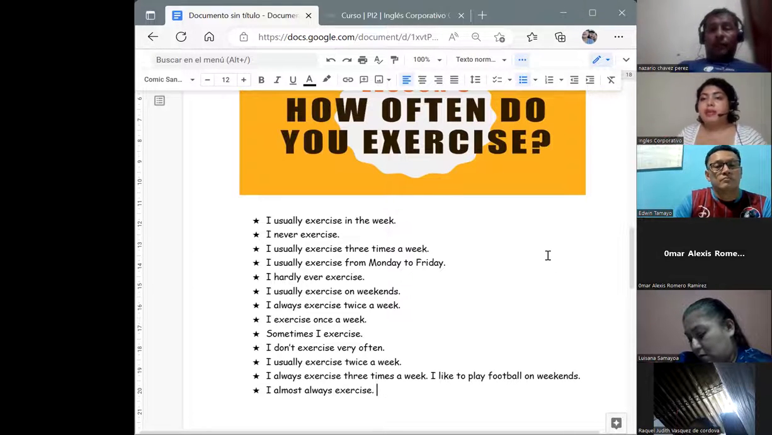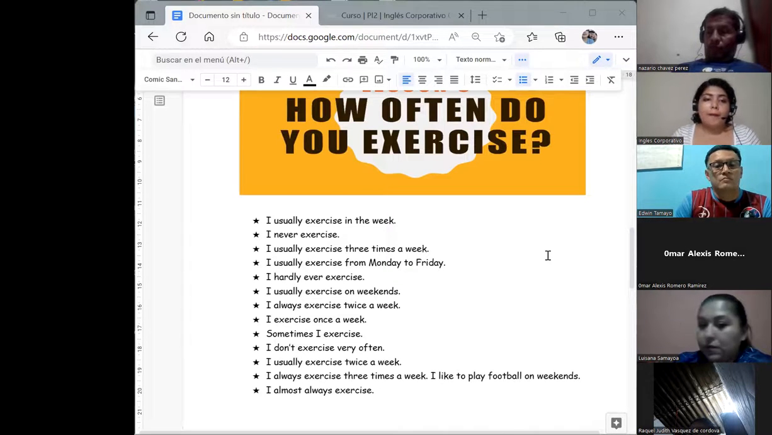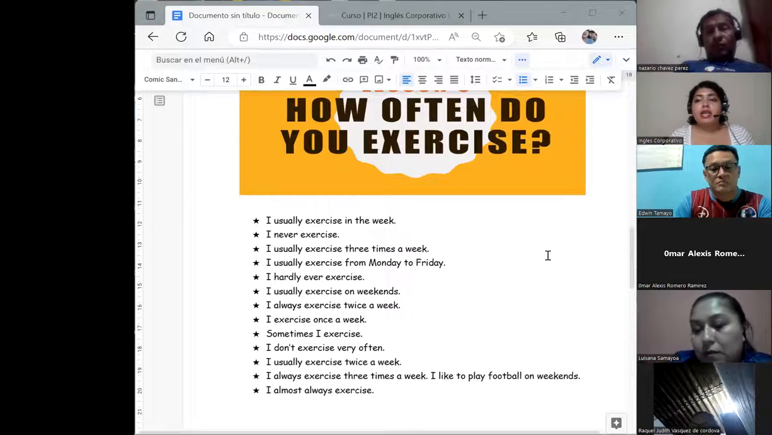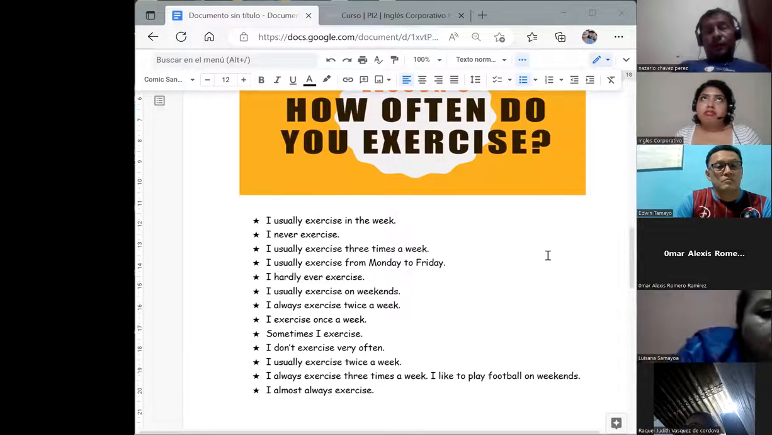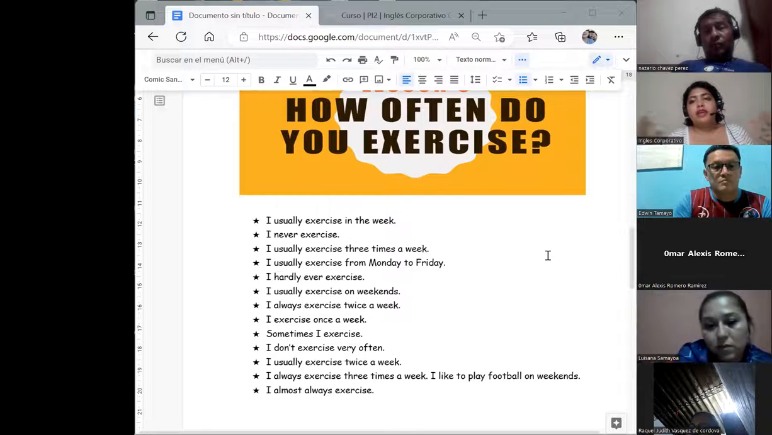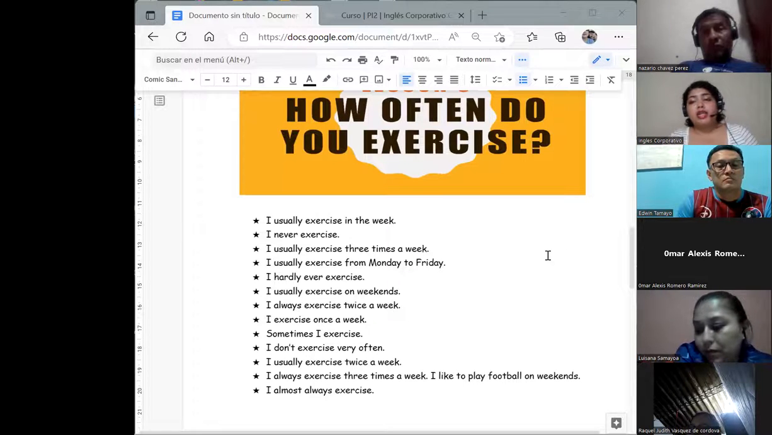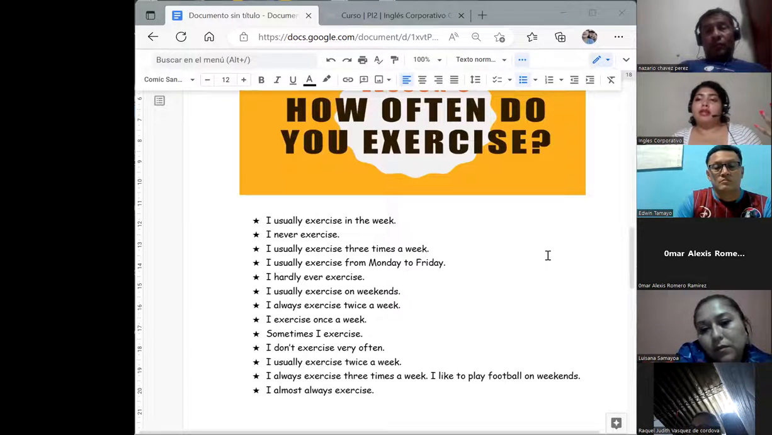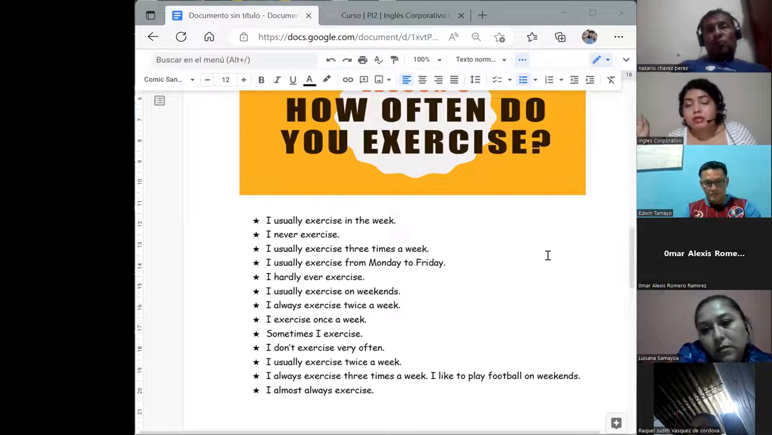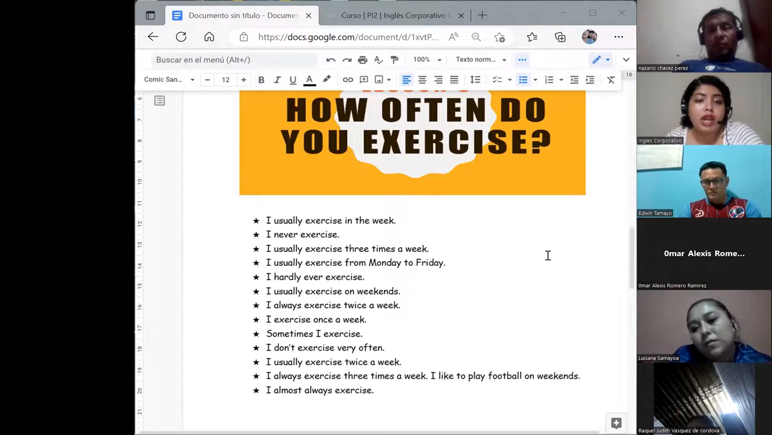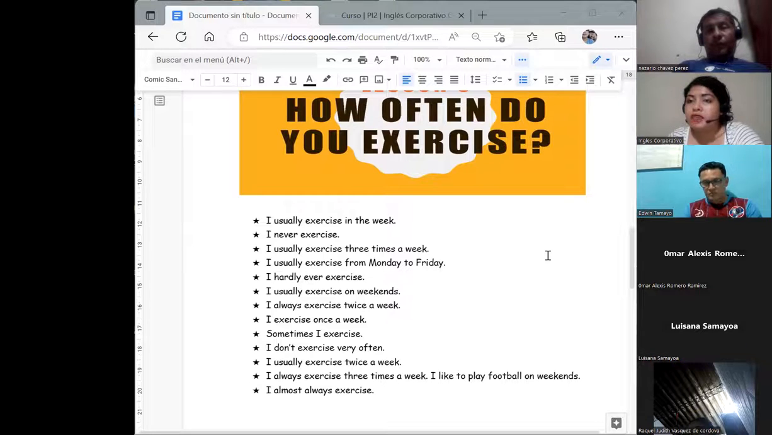So we have different statements and we are using different adverbs to express the quantity of the things that we are doing during the week. In this case, we are talking about the exercise. So we have some people that usually exercise in the week. We have people that never exercise, maybe 3 times a week, hardly ever, always someone that is always exercising during the week. We have sometimes, almost always, different expressions.